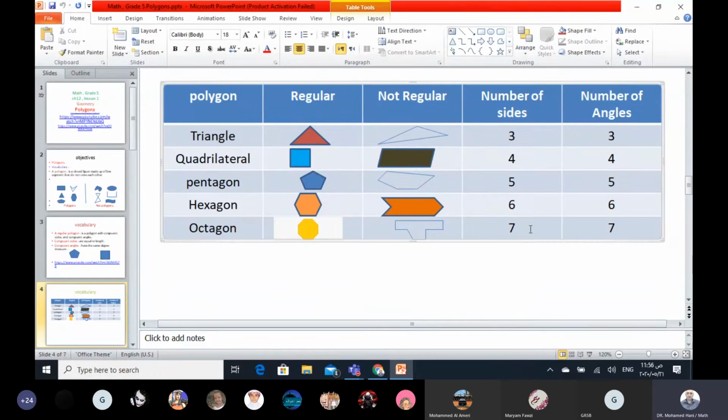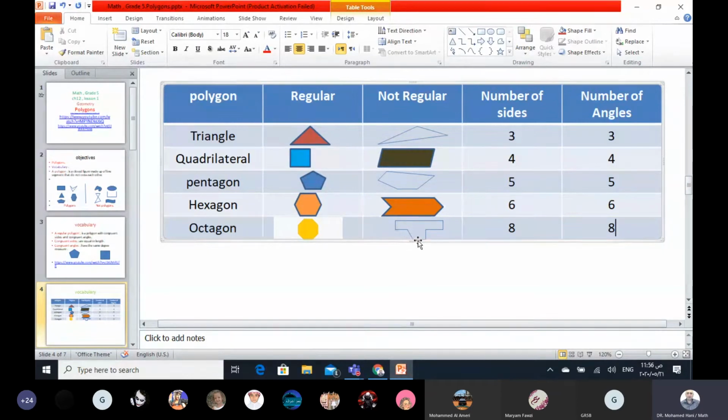Now here we have octagon. The octagon means the shape or figure that has 8 sides. 1, 2, 3, 4, 5, 6, 7, 8. 8 sides and 8 angles. But here it is regular because all sides are equal and all angles are equal.